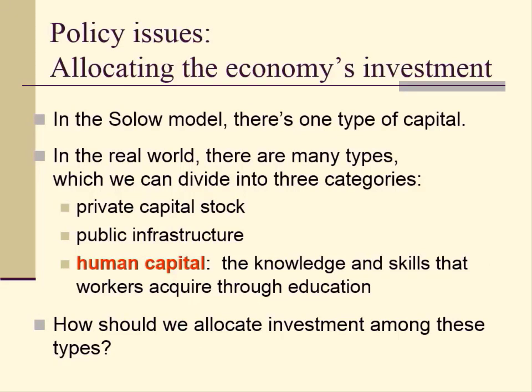Next on policy issues, that is allocating the economy's investment. In the Solow model, there's one type of capital. However, in the real world, there are many types, which can be divided into three major categories. That is, 1. Private capital stock, 2. Public infrastructure, and 3. Human capital, the knowledge and skills that workers acquire through education. How should we allocate investment among these types?